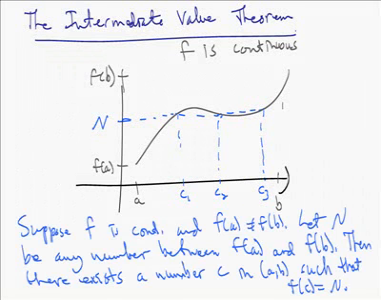So again, it just says, we suppose we have a continuous function f, and that we have two values, f of a and f of b, and that they're different, just like in our picture here. You pick any value n in between f of a and f of b, and what this theorem says is that there's going to be some number c in the interval between a and b, so at least one number c, maybe more, such that the function evaluated at that point c is equal to n. That's the intermediate value theorem.